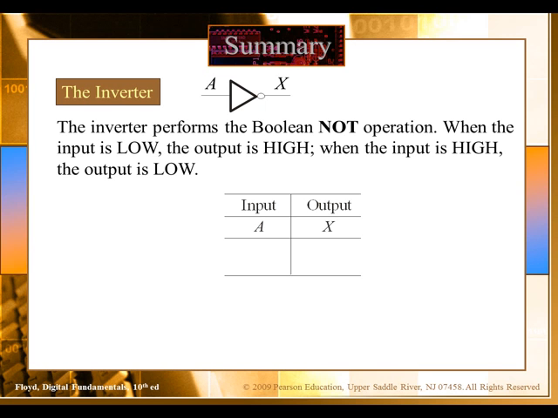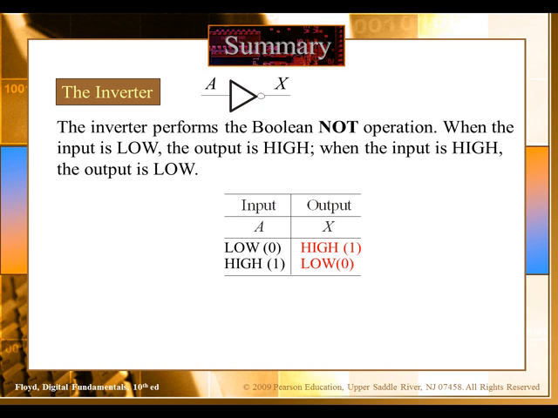Now the inverter is a logic gate which basically inverts the logic. This is also called a NOT operation. As you see here, A is the input and X is the output. So this is just one input, one output, and all it does is flip the bit.